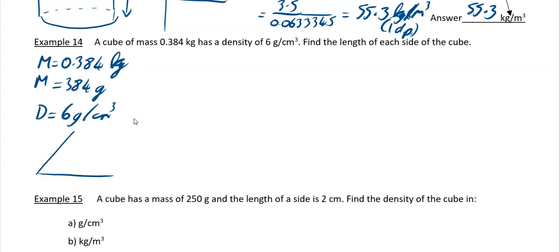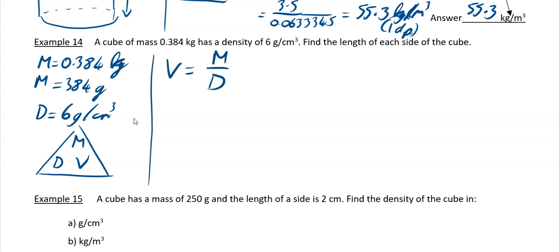So we'll do a wee triangle again. Mass on the top, density and volume on the bottom. And what we're trying to find is volume. So volume will be equal to M divided by D. Okay, so if we fill that in, our mass was 384 grams, our density was 6 grams per centimeter cubed, and then we divide, and if you divide, you get 64 centimeters cubed.